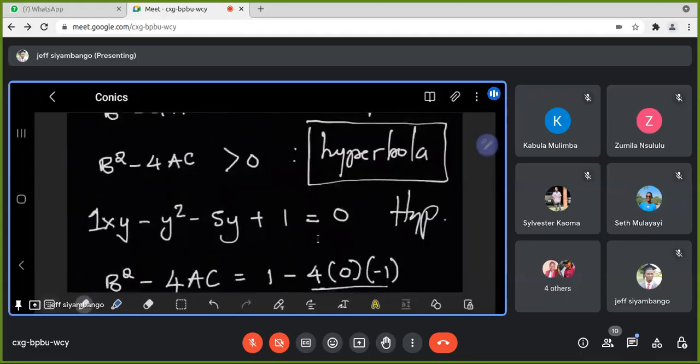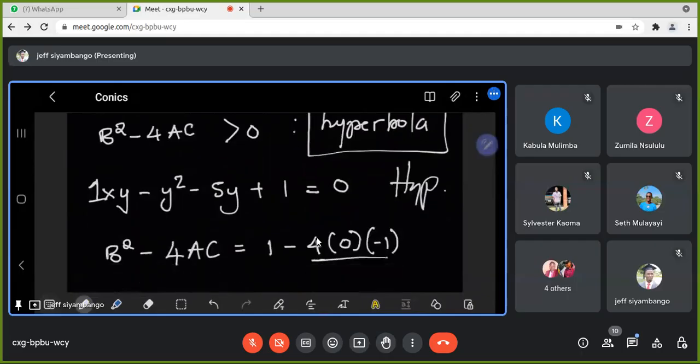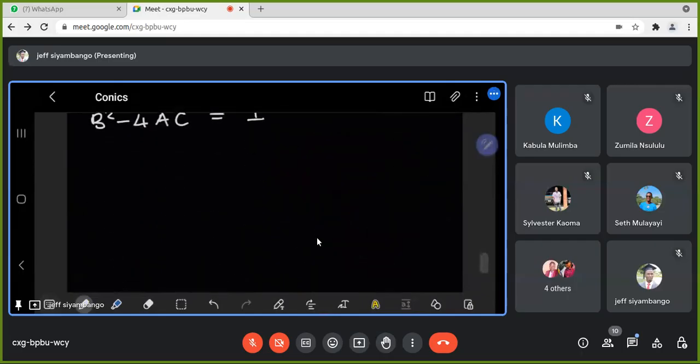Okay, so I hope you guys were able to see that. The next thing that we want to look at is the eccentricity. Any questions on the discriminant test before I move on?